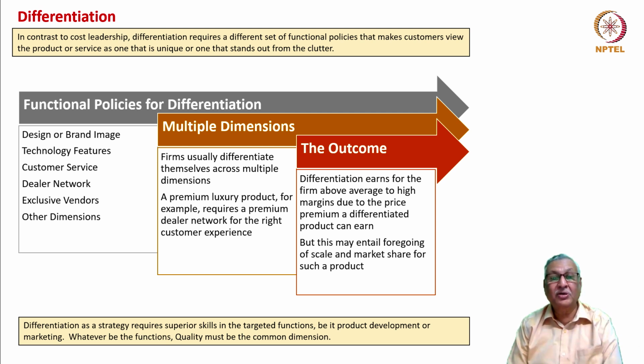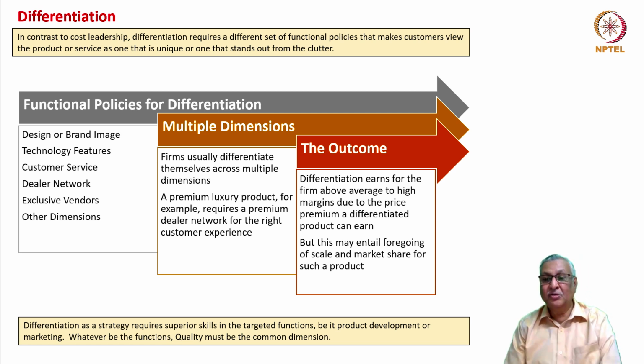But there are also multiple dimensions based on which we can differentiate ourselves. We can call ourselves a premium luxury product with a premium dealer network with the right customer experience. This is a combination that transcends but also integrates the functional policies. When these two happen, the outcome will be above average to high margins because of the price premium that a differentiated product can earn.